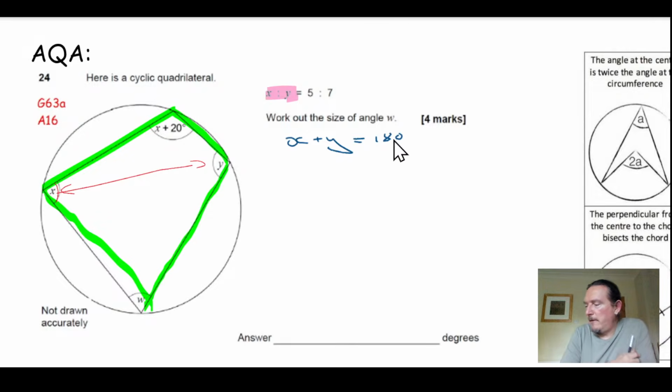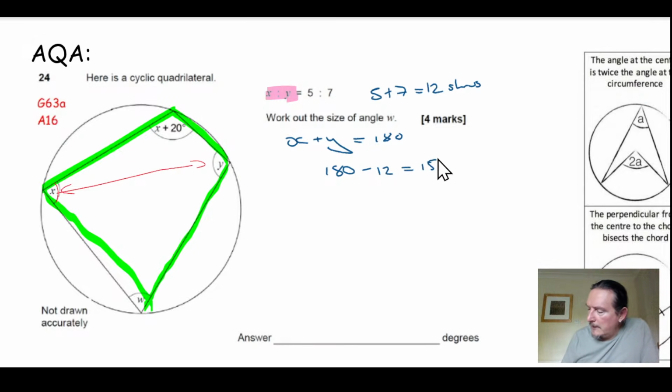We also know that they're in the ratio of 5 to 7, so this is actually a little bit like a dividing by a ratio question. So if I divide 180 in the ratio of 5 to 7, then the 5 part will be my x and the 7 part will be my y. If I've got 5 shares and 7 shares, adding that together is going to give me 12 shares. Dividing 12 into 180, what's that, 15? 180 divided by 12 is 15.